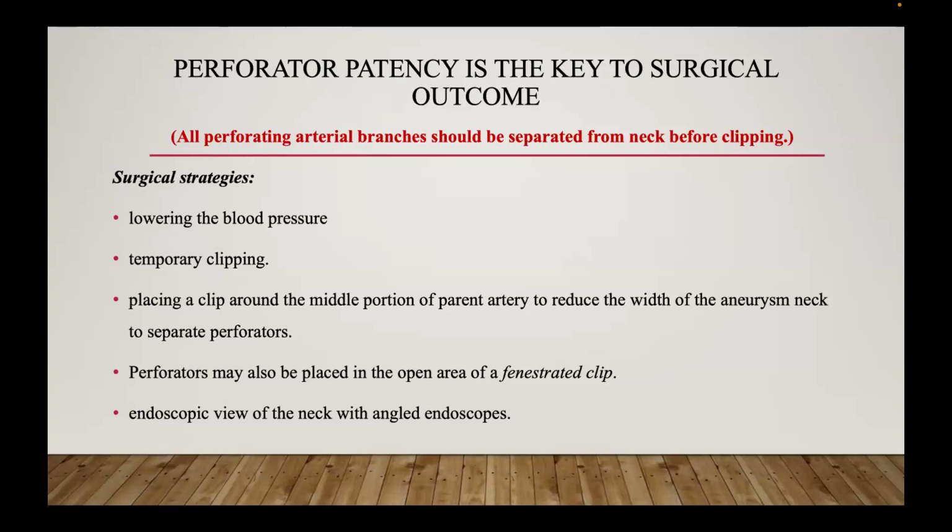So there are different strategies described in literature which can lead to an increased rate of perforator patency. The commonest strategy is lowering of the blood pressure, which enables the surgeon to dissect well. We can always resort to temporary clipping. Sometimes, in rare cases, we can place a temporary clip around the middle portion of the parent artery to reduce the width of the aneurysm, thereby making it easier to dissect the perforators. And sometimes when we are clipping, we can take the perforators in a fenestrated clip, or we can use an endoscope to visualize the thalamoperforating vessels and the major perforators to avoid taking them in the clip. These are the major surgical strategies.